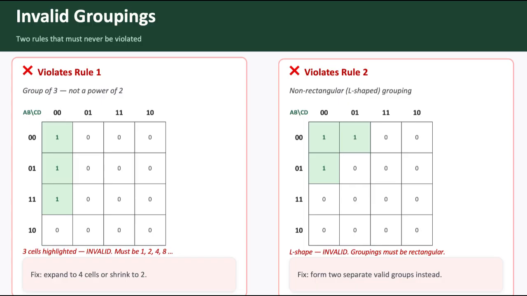The fix here is to split the L shape into 2 valid groups of 2, one horizontal pair and one vertical pair, possibly overlapping. I want you to burn these 2 errors into memory because they appear on every examination. When in doubt, check: is my group size a power of 2? Is my group a rectangle? If either answer is no, the grouping is invalid.